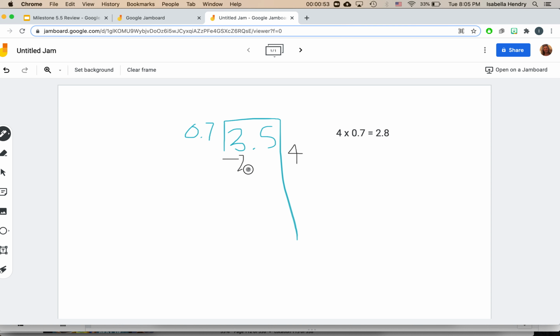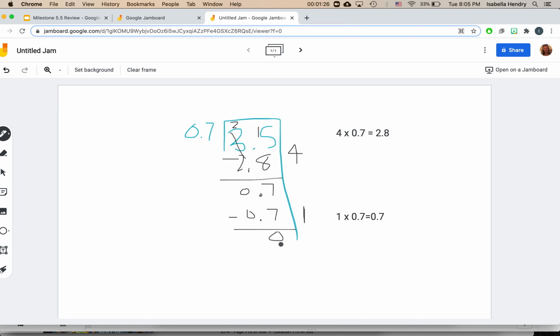So I'll subtract the 2.8. Got to do a little borrowing. Is that right? Nope, that's wrong. There we go. Okay, I see I have 0.7 left. So that means I need to do a 1 over here. I'm going to multiply it one more time. You don't have to write this equation if you already know it, if it's super obvious.